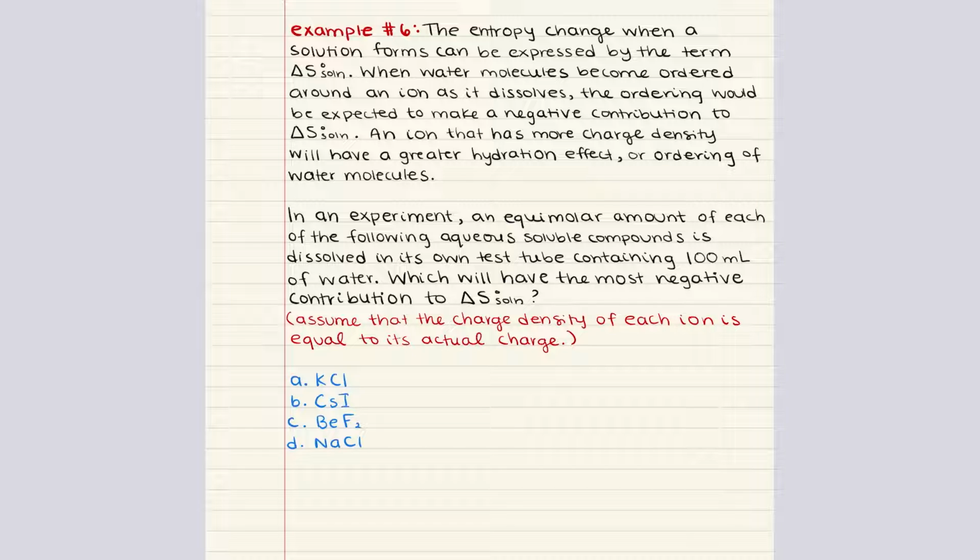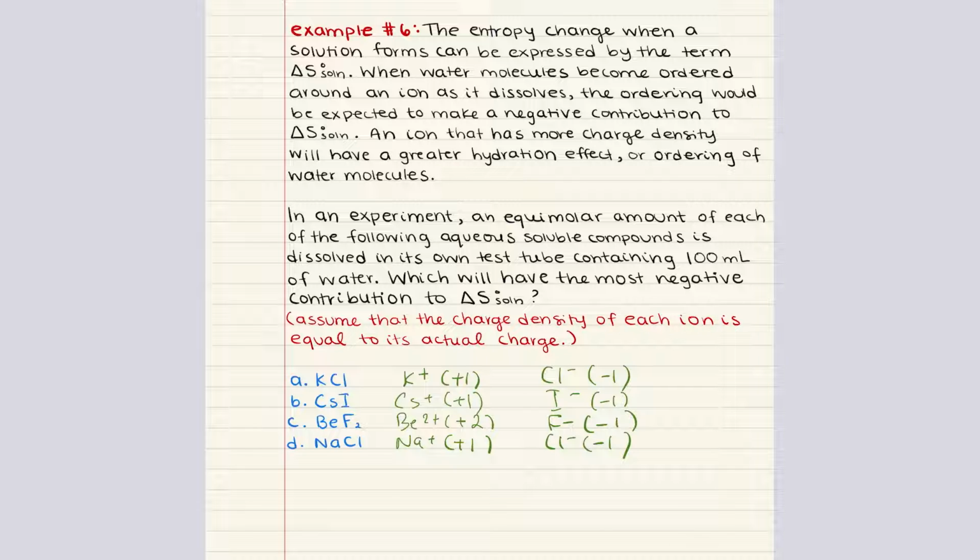Starting off with A, we have potassium chloride. It has potassium cations with a +1 charge, chloride anions with a -1 charge. B is cesium iodide. Cesium has a +1 charge and iodide has a -1 charge. C is beryllium fluoride. Beryllium has a 2+ charge and fluoride has a -1 charge. And our last answer choice, sodium chloride. Sodium has a +1 charge and chloride has a -1 charge.